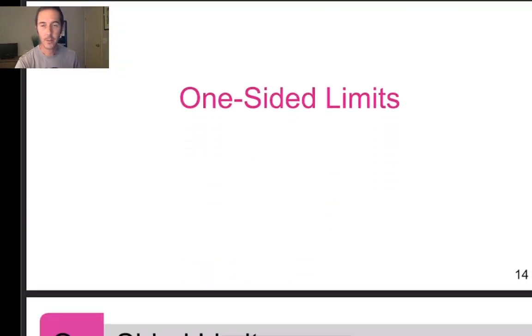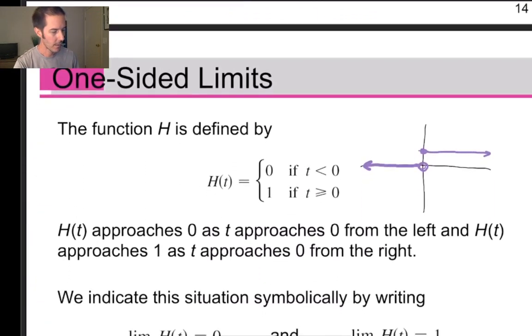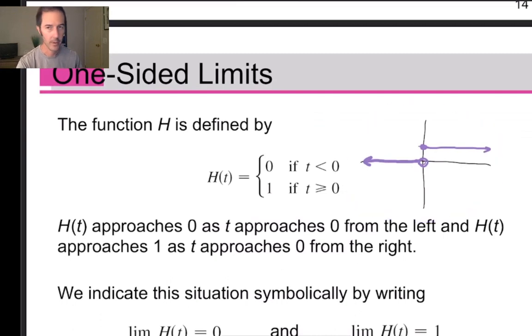Okay, one-sided limits. This is a little subsection that's all about coming at the point from the left or coming at the point from the right. So let's see what these illustrations look like. I even pre-drew a little illustration here for you. Isn't it beautiful? I should have been an artist. This function, capital H, is a piecewise function, defined as you see it there. And this text says that h of t approaches 0 as t approaches 0 from the left. Wasn't that super helpful?